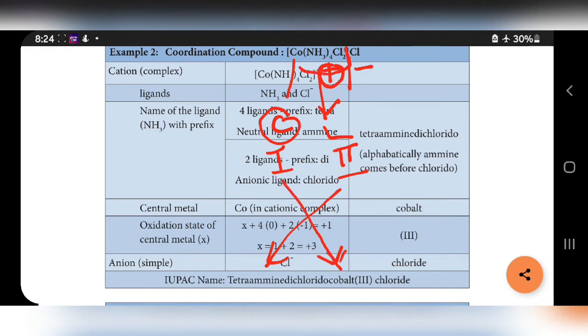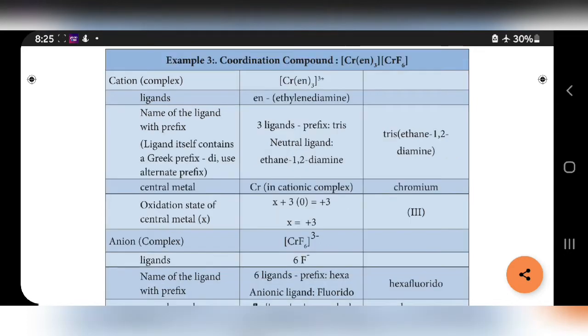So here two types of ligands are there, one is NH3, another one Cl. NH3 is amine and Cl is chlorido. Totally how many amine groups are there? 4 amine groups, so it is called tetramine. Totally how many chlorine? 2 chlorine, so dichlorido. The central metal ion name is cobalt. The oxidation number of cobalt is 3 and outside the square bracket the negative part, chloride, is there. So tetramine, dichlorido, cobalt 3 chloride. This is the second example.